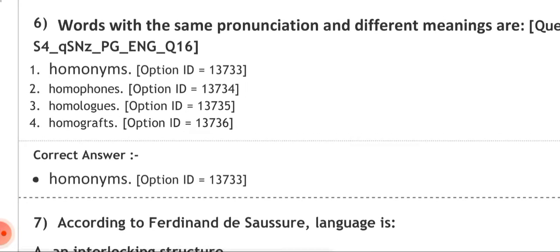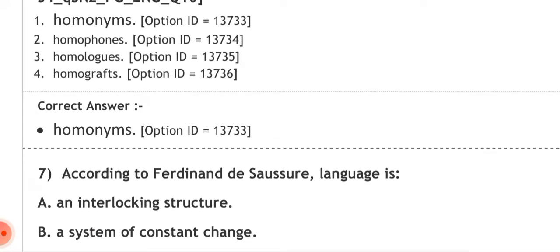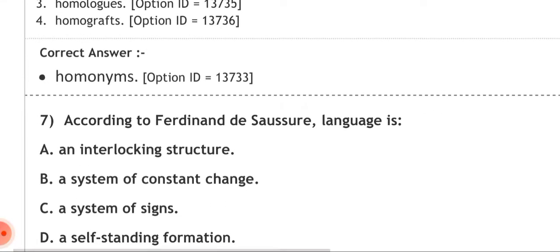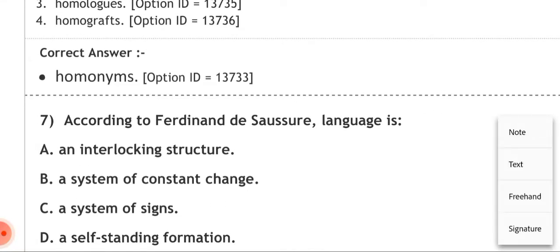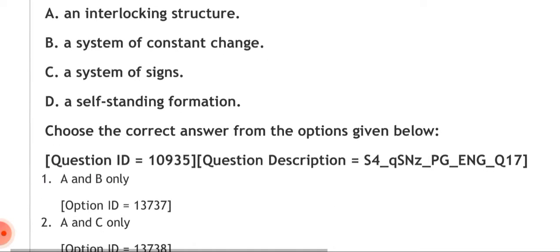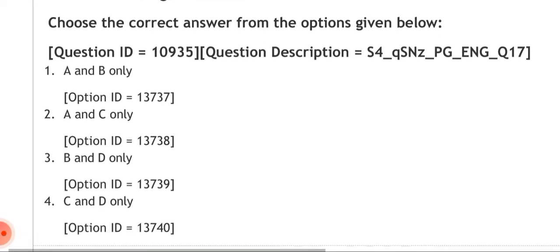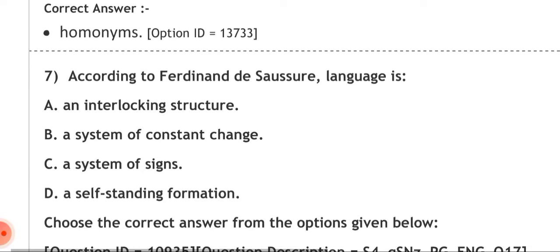Question 7. According to Ferdinand de Saussure, language is: A, an interlocking structure; B, a system of constant change; C, a system of signs; D, a self-standing formation. The options are A and B only, A and C only, B and D only, C and D only. So which one will be correct? The correct one is A and B only, meaning according to Ferdinand de Saussure, language is an interlocking structure and a system of constant change.